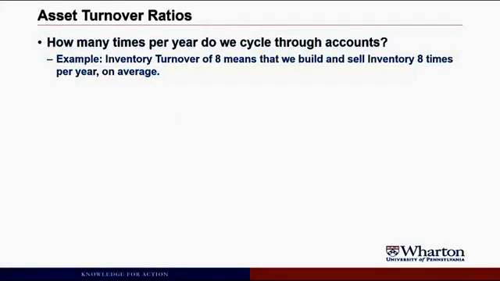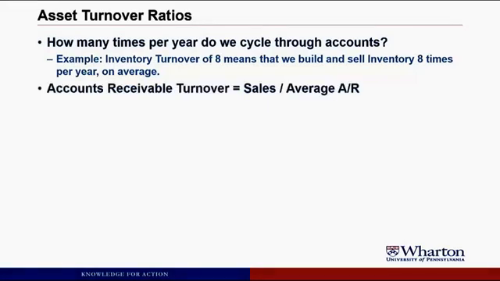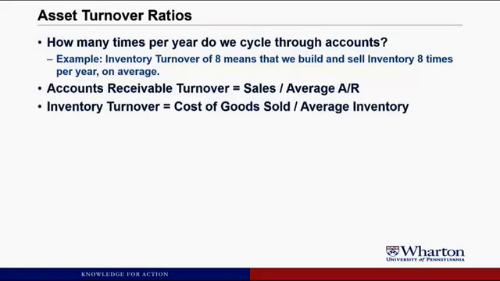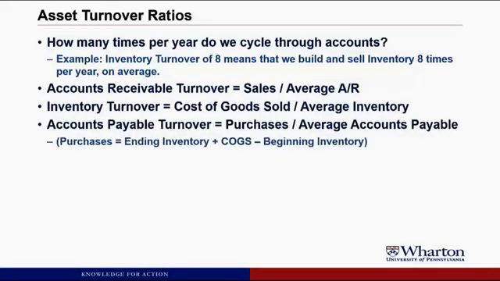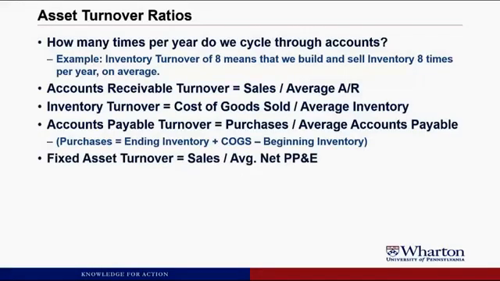Basically, what these ratios are going to tell us is how many times during a year a company cycles through its accounts. For example, inventory turnover of 8 would mean that it builds and sells inventory 8 times during the year on average. So we're going to look at accounts receivable turnover, which is sales divided by average accounts receivable. Inventory turnover, which is cost of goods sold divided by average inventory. Accounts payable turnover, which is purchases over average accounts payable. Purchases, we're trying to get at the purchase of new raw materials. So we calculate that as the difference between ending and beginning inventory plus COGS. And then fixed asset turnover is sales divided by average property, plant, and equipment.